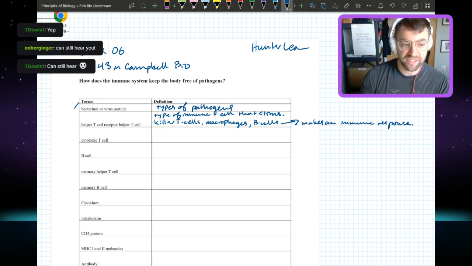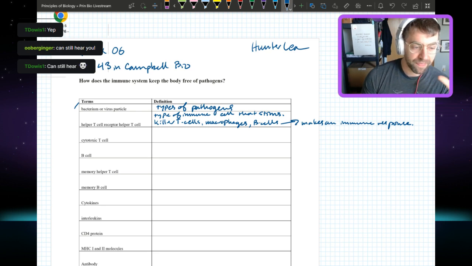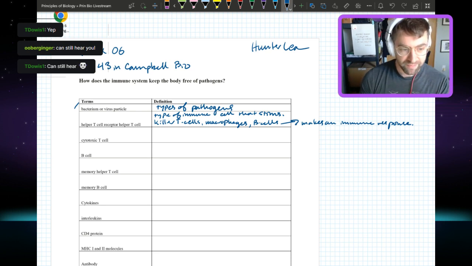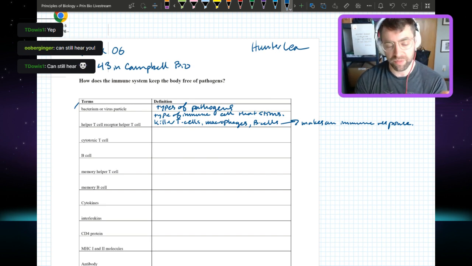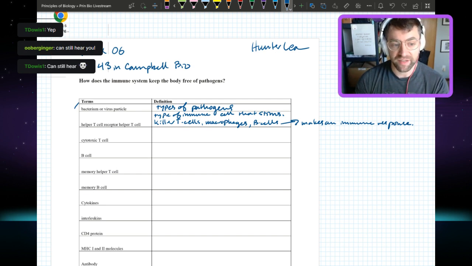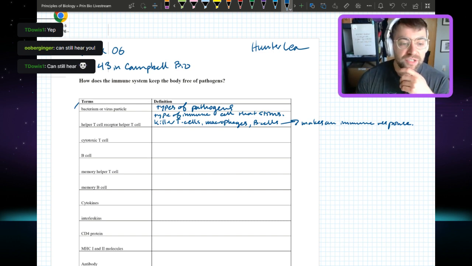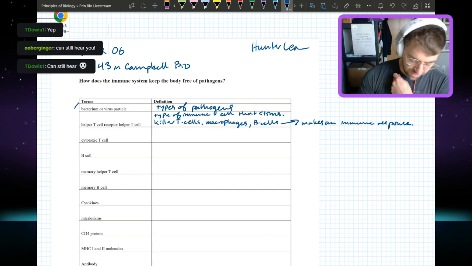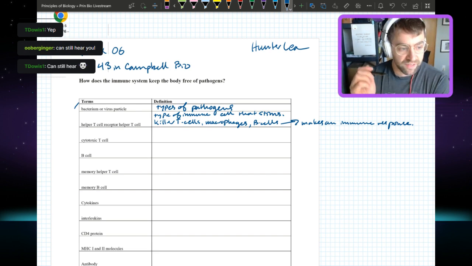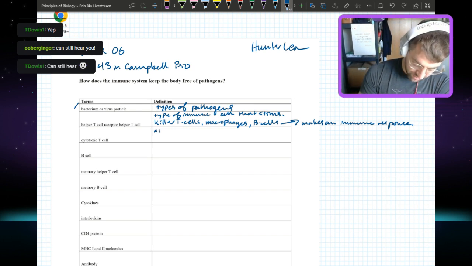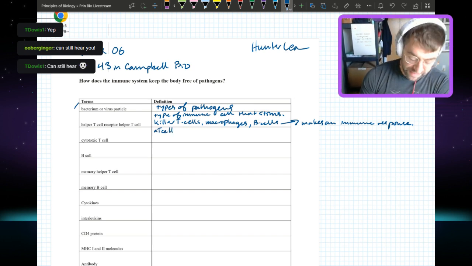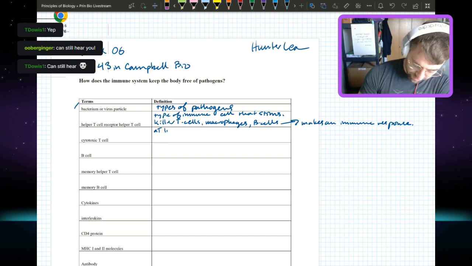Next up, we have cytotoxic T cells. So a T lymphocyte, lymph generally means immune cell. A T lymphocyte is a type of white blood cell that kills cancer cells, cells that are infected by intracellular pathogens, inside the cell. Pathogens such as viruses or bacteria, or cells that are damaged in other ways. So, a cytotoxic T cell is a T cell, a T lymphocyte.